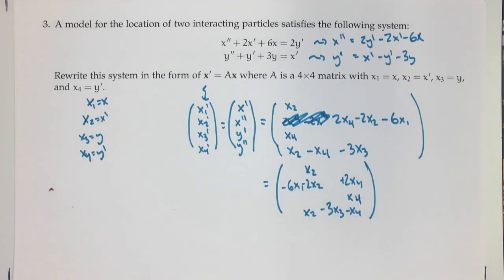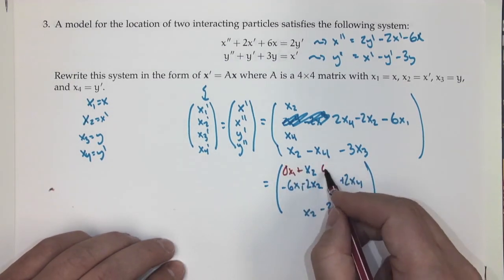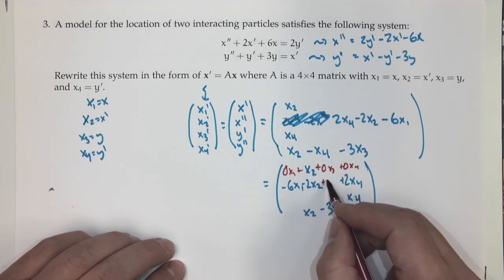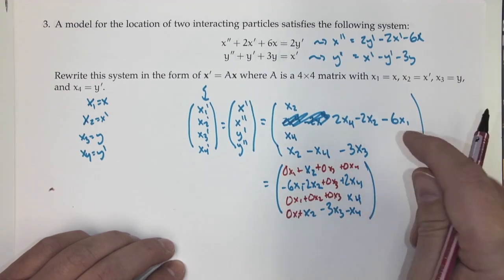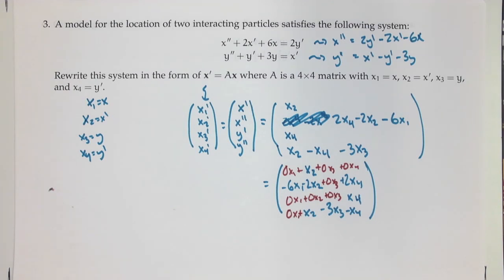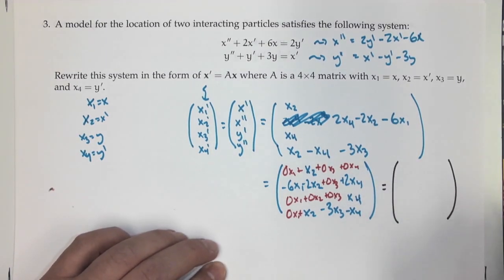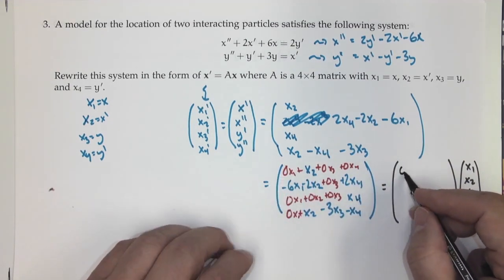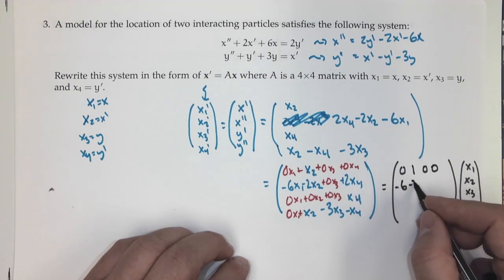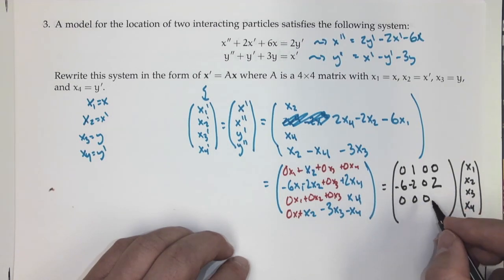Now, of course, there's always the problem that you see, but then there's the parts that you don't see. So, for example, there's a 0x1, and here there's a 0x3 and a 0x4. In practice, we never write this down, but just to emphasize, everything is a linear combination of x1 through x4, because most of the terms are zero. And when you really are writing the matrix A, it's your coefficients. So we have our variables x1, x2, x3, x4. Then you just read off the coefficients. So it's 0, 1, 0, 0; minus 6, minus 2, 0, 2; 0, 0, 0, 1; and 0, 1, minus 3, minus 1.